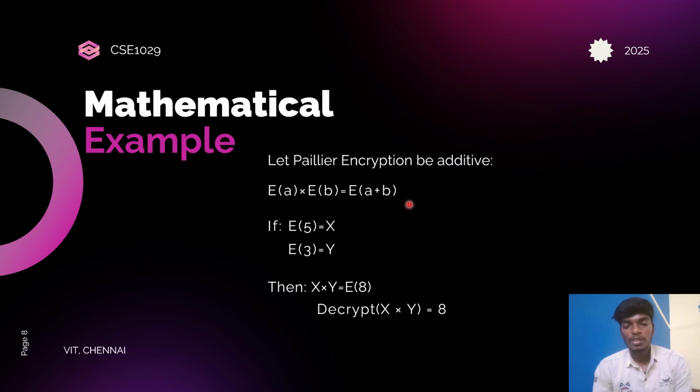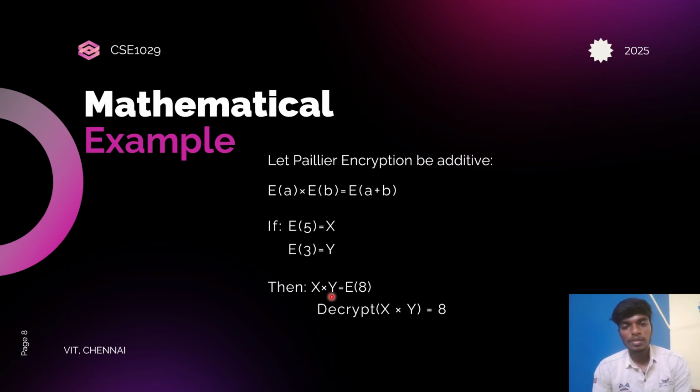To make it even simpler, let us consider a real life example. Say you have a data set and you have data 5 and 3. You are giving it to the server because you want it to process the data. So you are sending the encrypted messages of A and B, that is X and Y in this case, to the server.